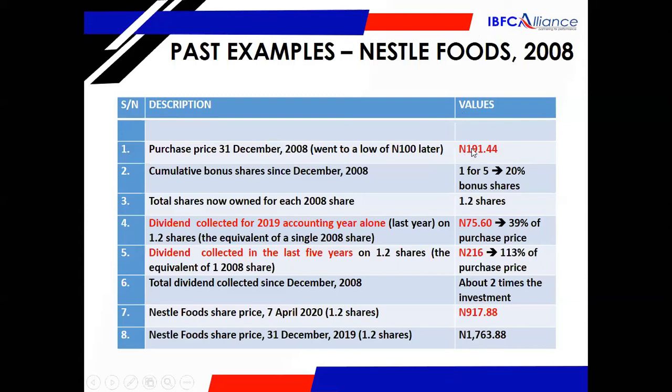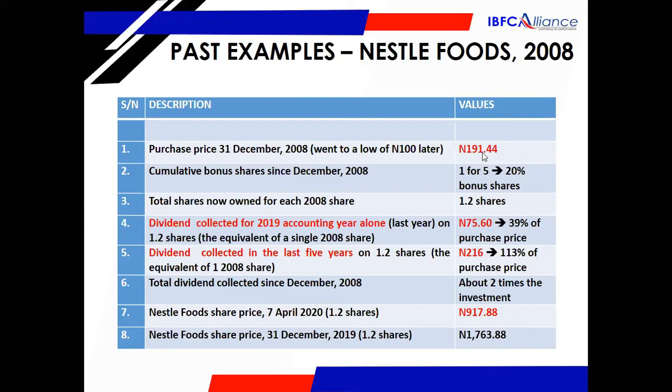this 191 that you see here, can you see it? It is actually in dollar terms, because the exchange rate at that time was 120. In dollar terms, it was $1.60. Now, if you take this 917 and use the exchange rate of 400, it comes to $2.30. If you take this 1763 and use an exchange rate of 360 as it was then, it's actually $4.80.